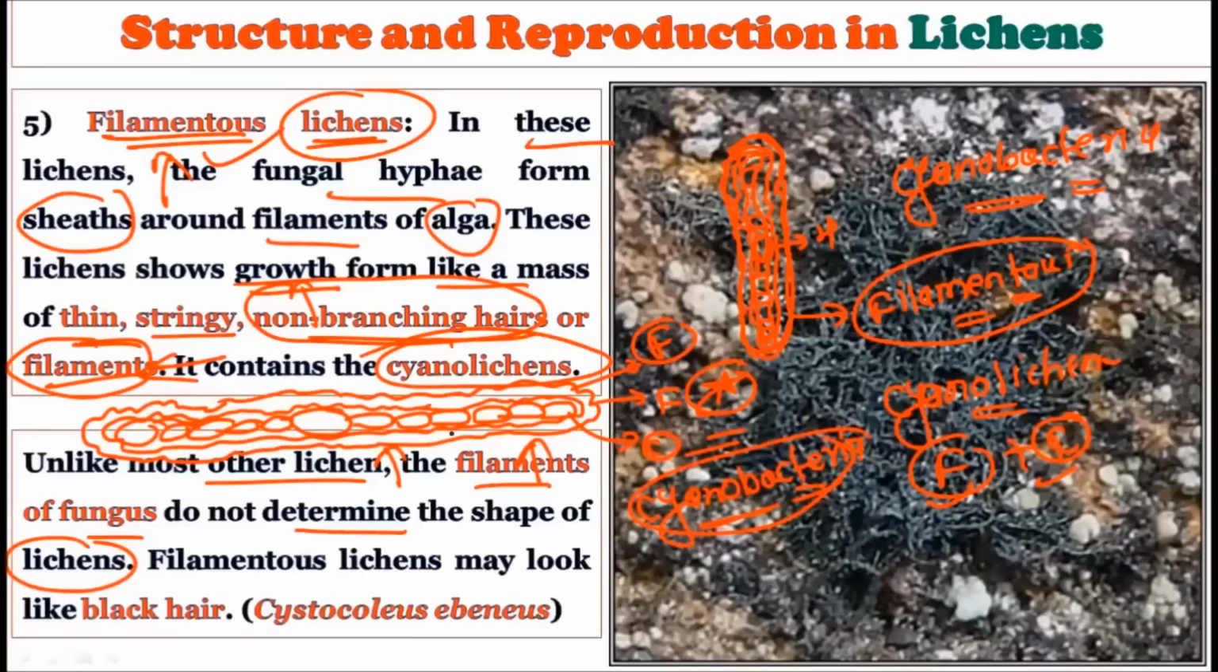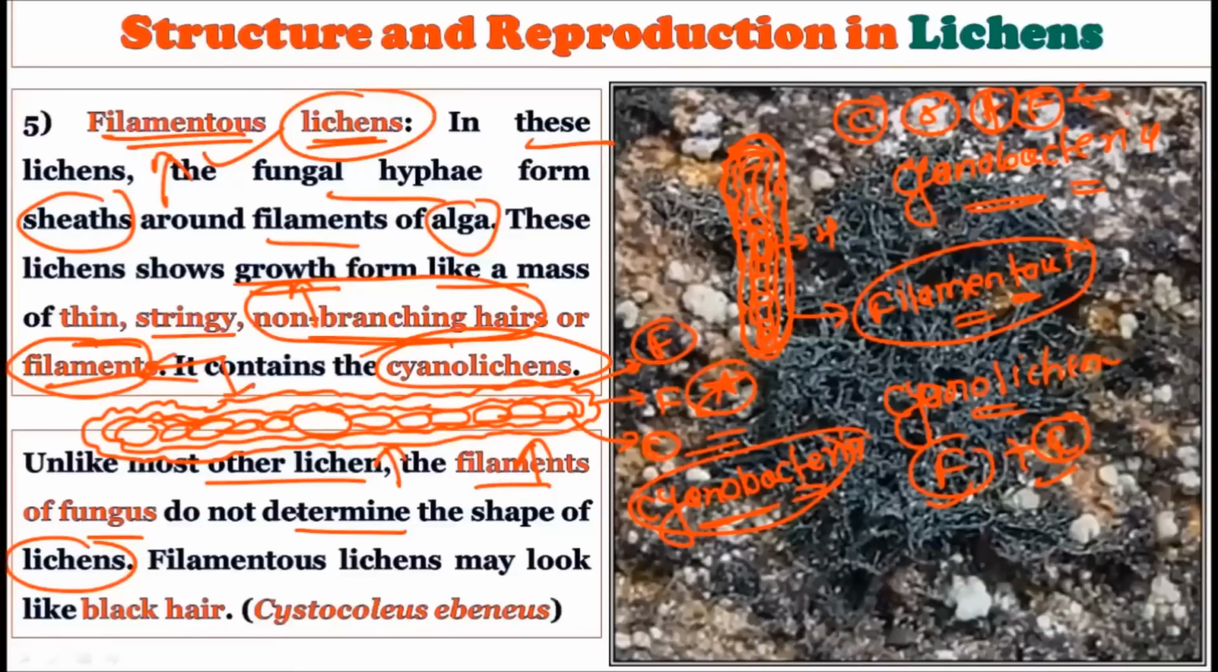This is very contrasting, because in the Crustose lichen, Squamulose lichen, Foliose lichen, or the Fruticose lichen, the structure is, the majority of the time, defined by the fungi. Fungi is deciding the structure, which type of structure is going to form there. But in the filamentous lichen, who is deciding the shape? It is the cyanobacteria and not the fungi. So it is unlike the other fungi. The filaments of the fungi do not determine the shape of the lichen. In this case, who is deciding?